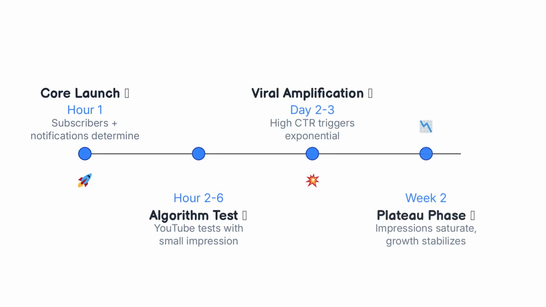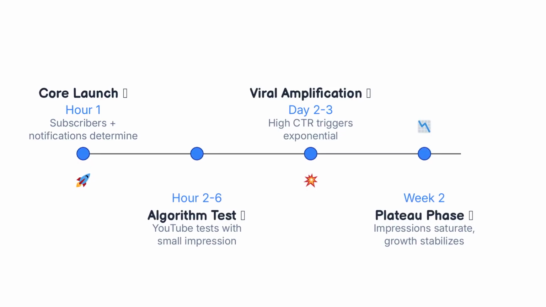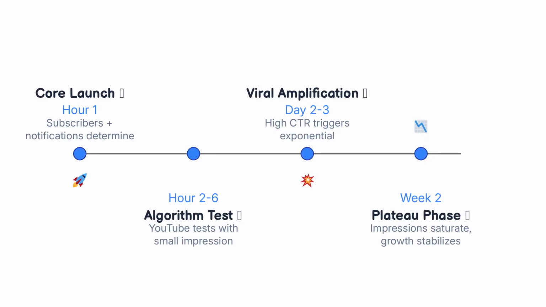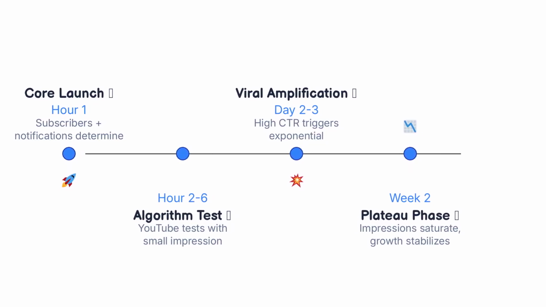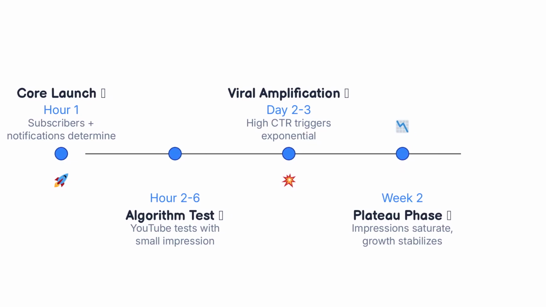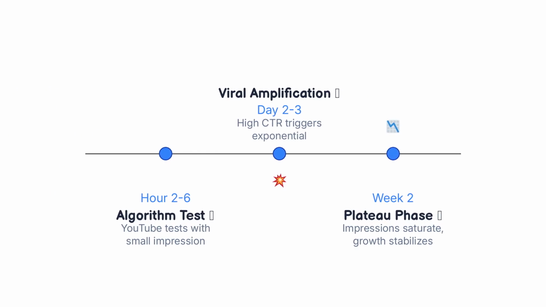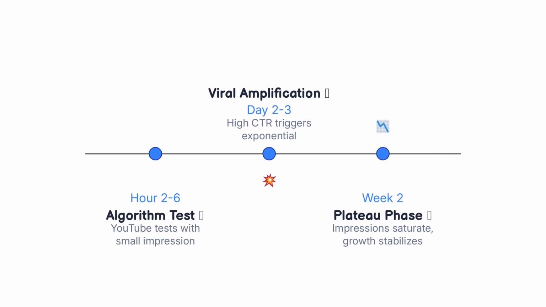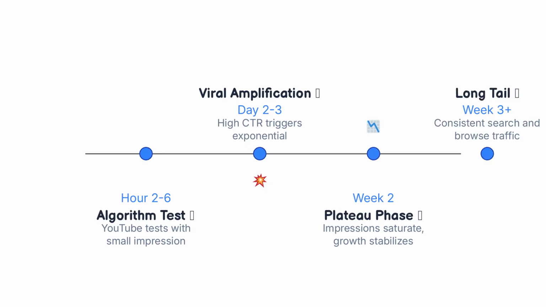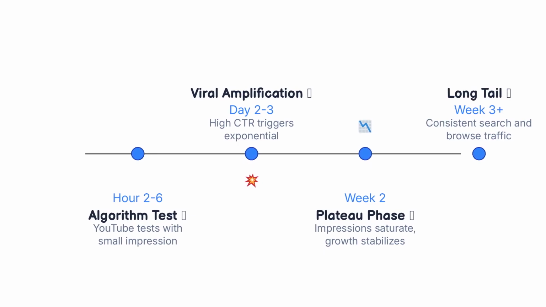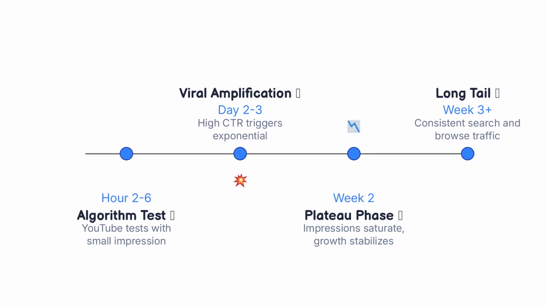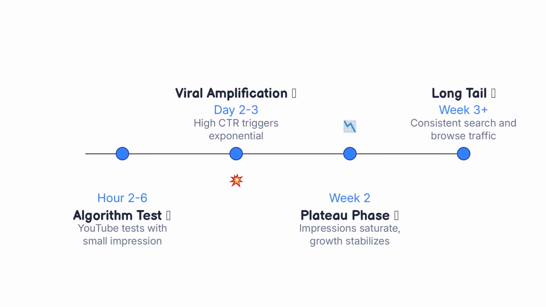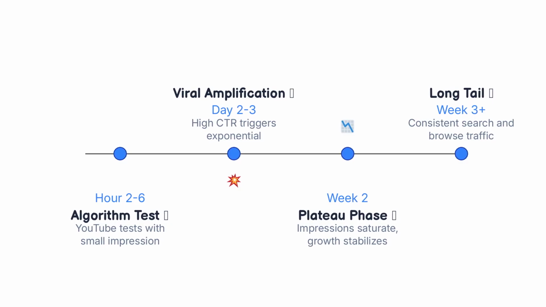Understanding how videos go viral follows a predictable timeline. In the first hour, your core subscribers and notification squad determine initial velocity. Hours 2-6 sees algorithm testing with small impression batches. If CTR exceeds 8%, the algorithm amplifies. Days 2-3 bring exponential growth as recommendations fire. Week 2 hits plateau as impression saturation occurs. Smart creators plan follow-up content to capture this audience.